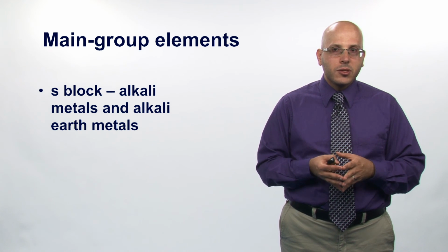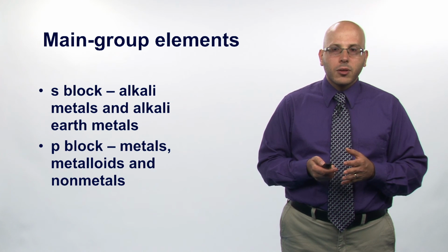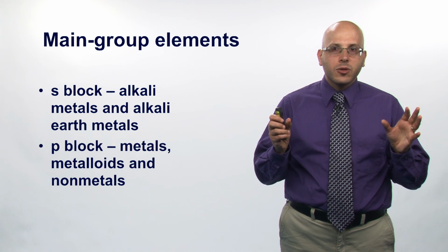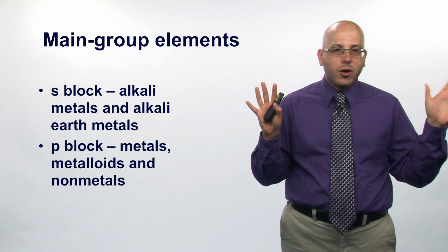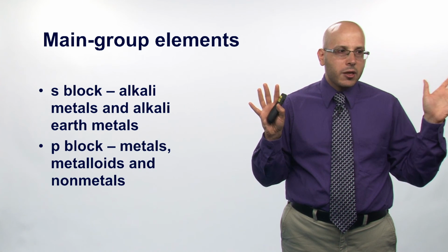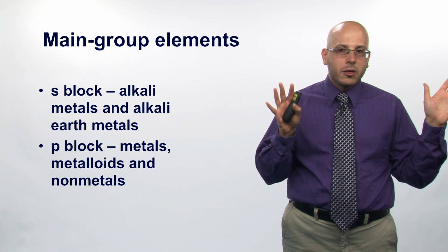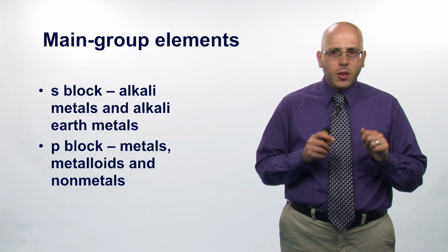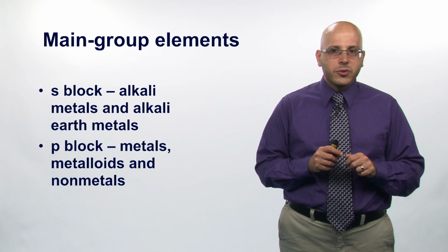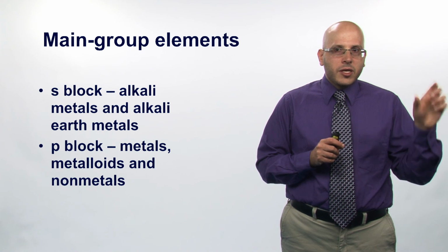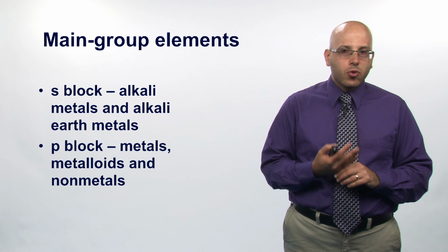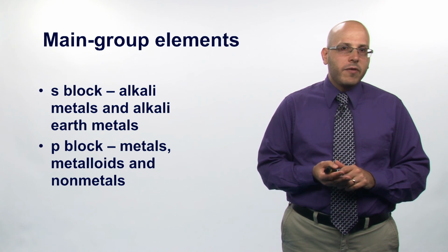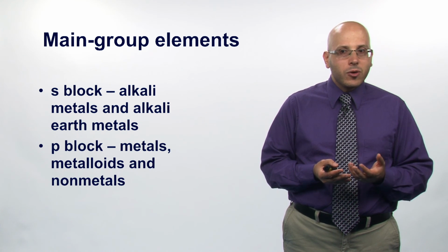The reason these are called the main group elements is because these are the ones at the extreme ends of the periodic table, all the way on my left and all the way on my right. The way to read the periodic table is that all of the S block have valence electrons in the S orbitals, and all of the P block have valence electrons in the P orbitals.